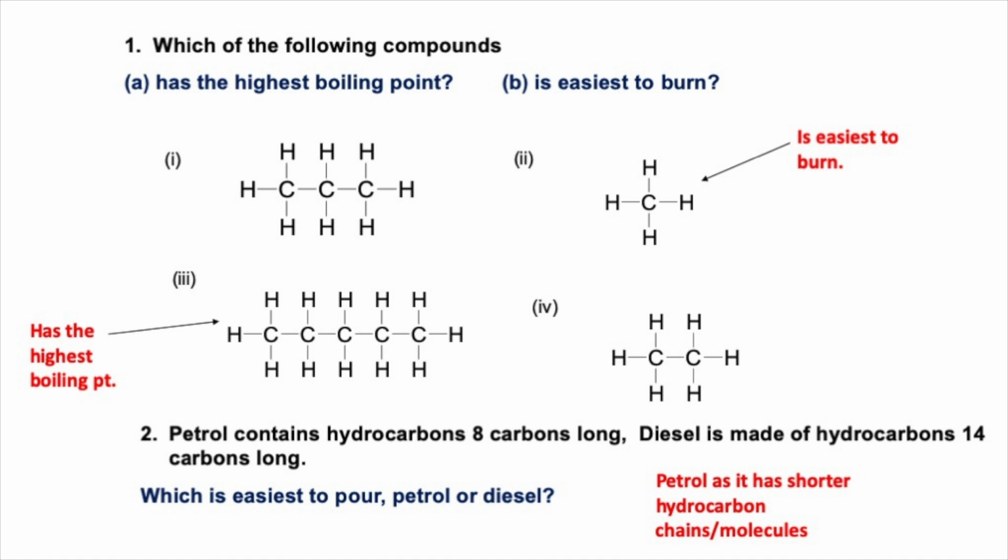Now for question 2, you're asked which of petrol or diesel is easiest to pour. Now remember, the longer the molecule, the harder it is to pour. So the longer molecule is diesel, so therefore petrol is the easiest to pour because it has the shortest hydrocarbon.